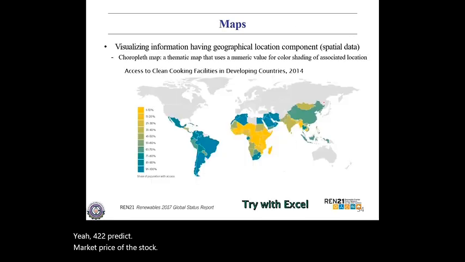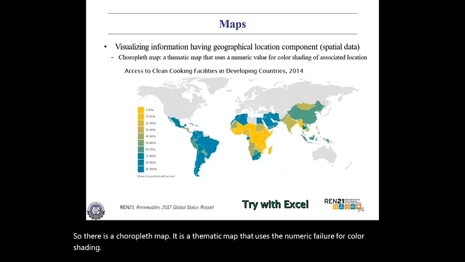And then maps. Maps are visualizing information having a geographical location component, so it is spatial data. So there is a choropleth map. It is a thematic map that uses numeric values for color shading associated with the location.